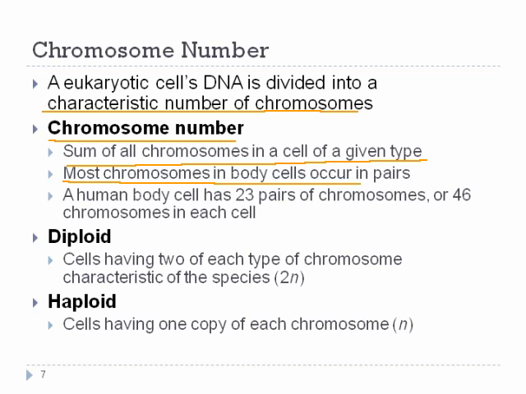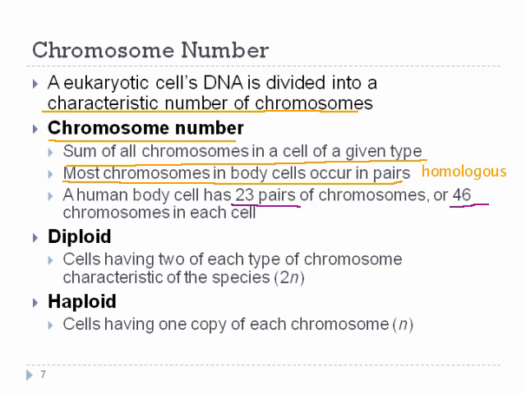Most chromosomes in body cells in humans and vertebrates occur in pairs, homologous pairs. Homologous means similar. Homo means same. Homologous pairs. So a human body cell has 23 pairs of chromosomes, or 46 chromosomes in each cell. So 46 is the chromosome number for humans.